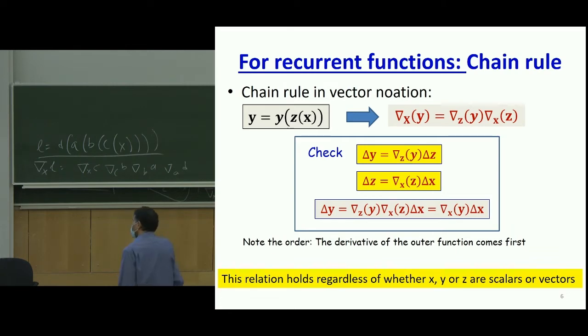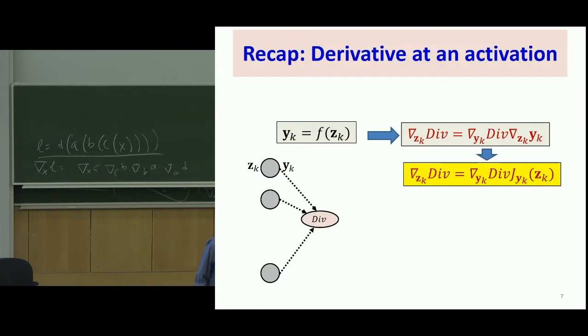So, okay, everybody clear. This is going to hold regardless of whether x, y, and z are scalars or vectors. It doesn't matter what the sizes of the variables are. If they're scalars or vectors, this relationship is going to hold. Okay? Which brings us to these two equations.